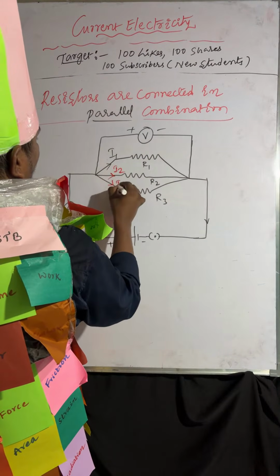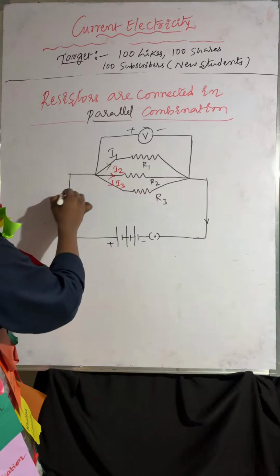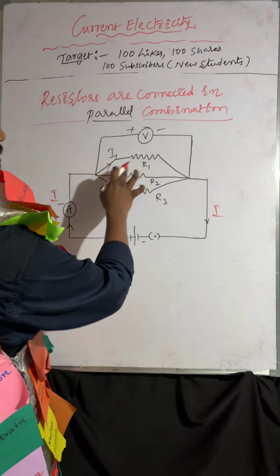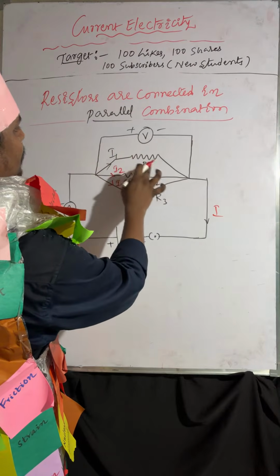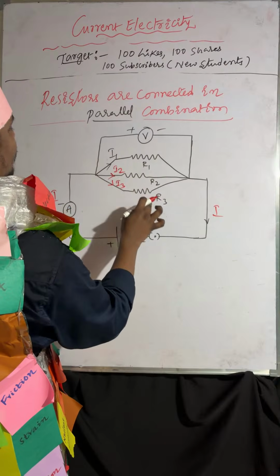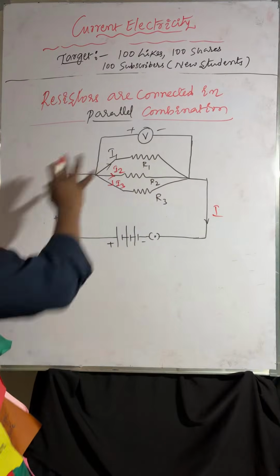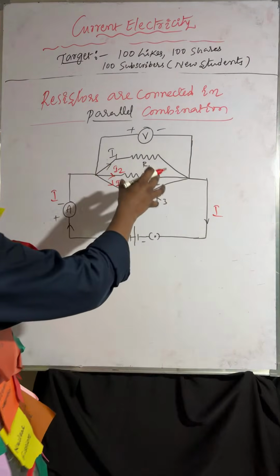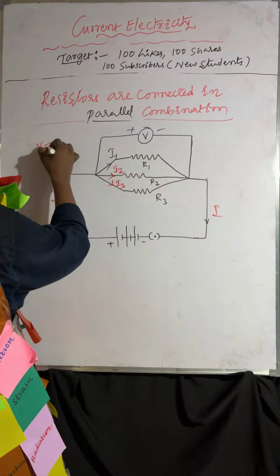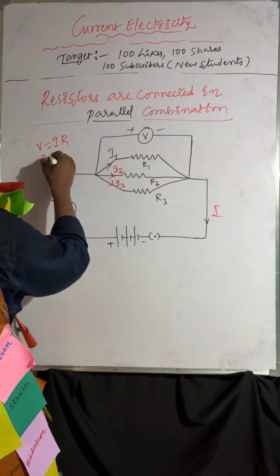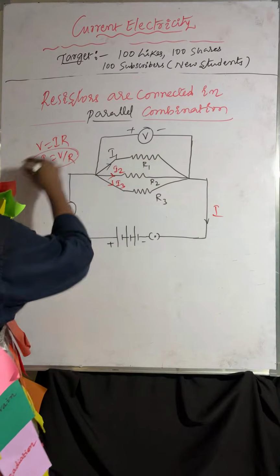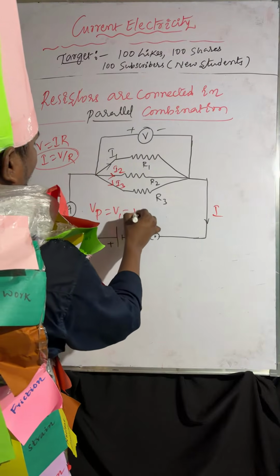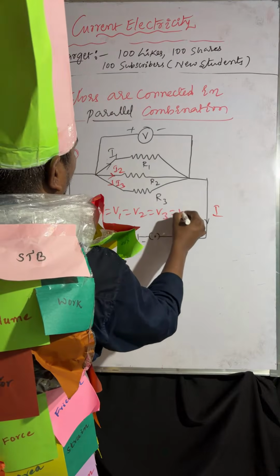through R3 is I3. So current is dividing. Whatever current is coming from here, it is dividing across. Through R1 I1, through R2 I2, through R3 I3. But potential difference is the same across R1, R2, R3. We know Ohm's law, V equals IR, so I equals V by R. So here Vp equals V1 equals V2 equals V3 equals V.